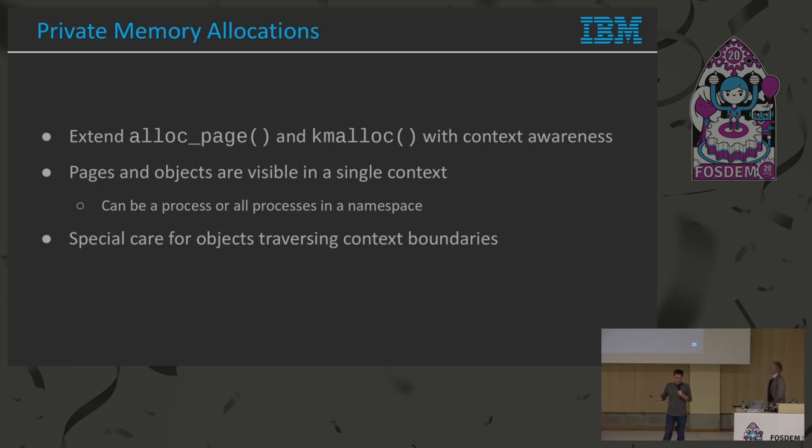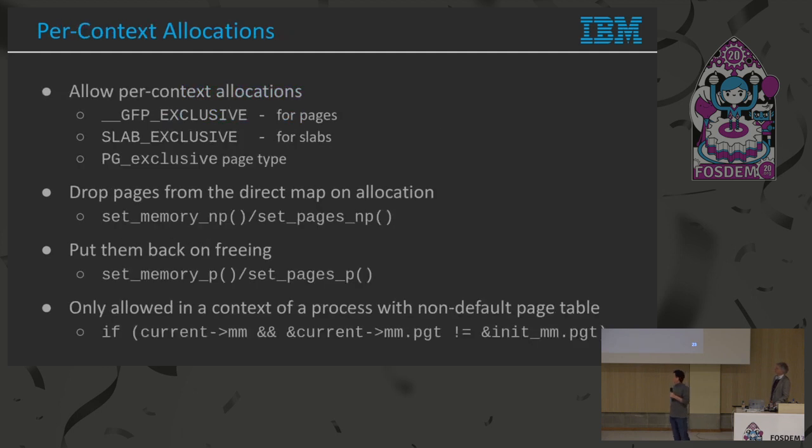So on top of these page table management primitives that we are going to implement someday, we are trying to implement private memory allocations, where page alloc or kmalloc will receive a particular flag that will say, okay, I want this page visible only in my page table, absent in all the other page tables, and dropped from the direct map.